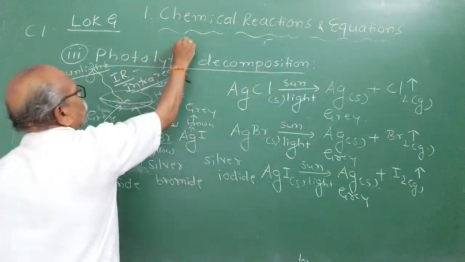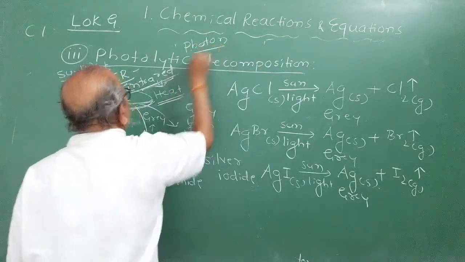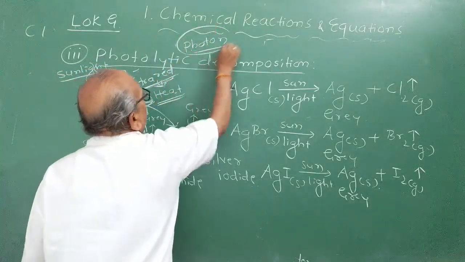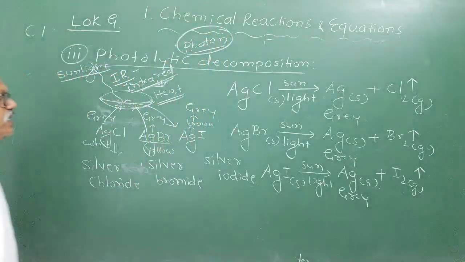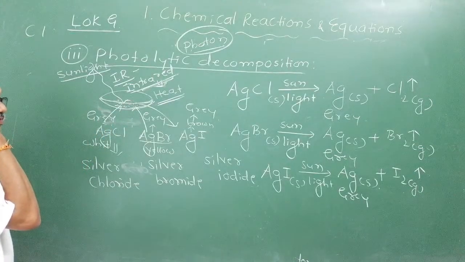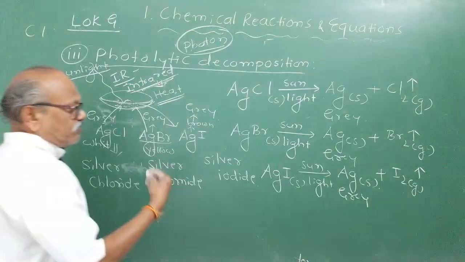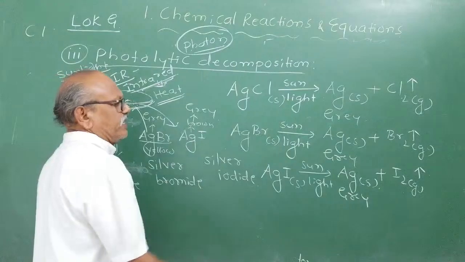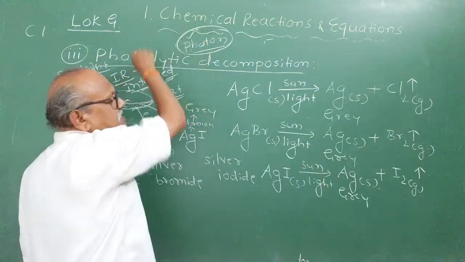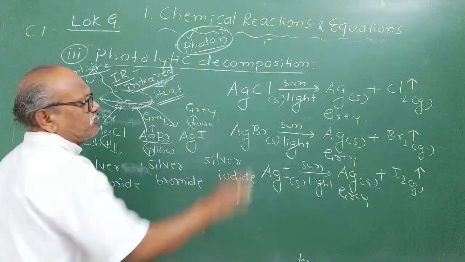The word photo is from photon. Photon means the light particles present in the sun rays, named by Einstein. Therefore, photography, photochemical reactions, even photosynthesis in plants to convert carbon dioxide into carbohydrates, is a natural reaction. Wherever photo comes, it means light. When sunlight is passed on them, the decomposition reaction takes place.